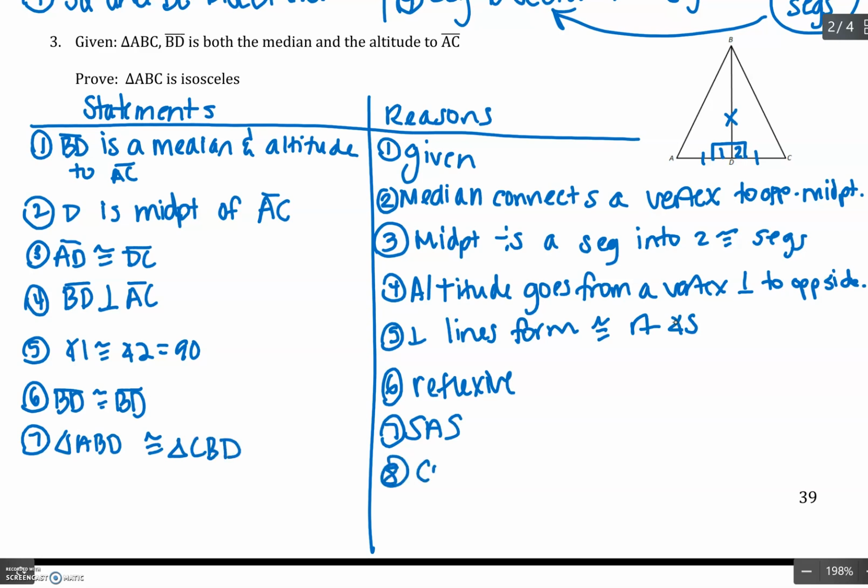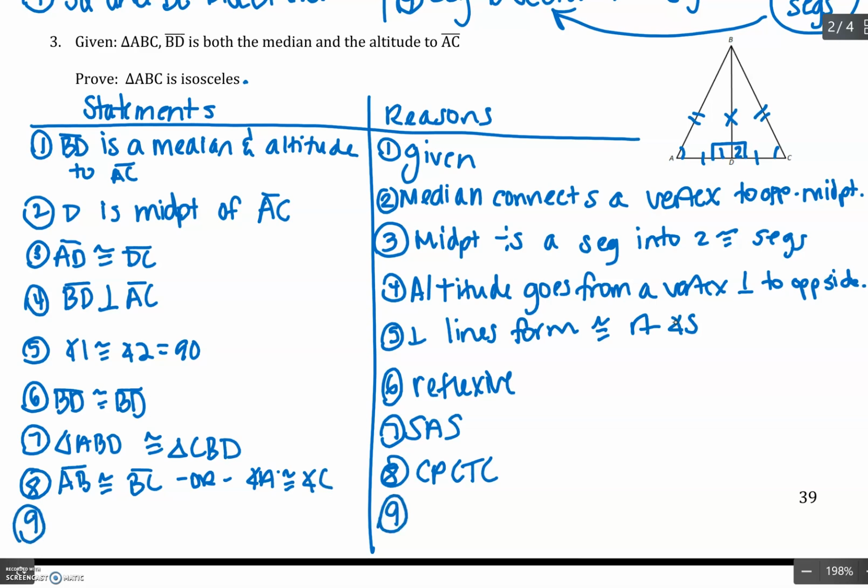Next has to be CPCTC. So what we need to do is look at our prove statement. We're trying to prove this is an isosceles triangle, the big one. So the pieces that I pick for CPCTC need to show that that's true. So I can choose to either pick the fact that AB is congruent to BC, or I could have also done A being congruent to C, because either of those is going to show that this is an isosceles triangle, and I know that those things are now true because my little triangles are congruent.